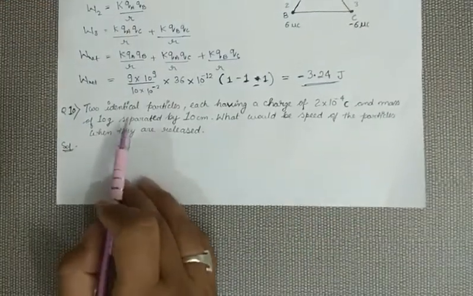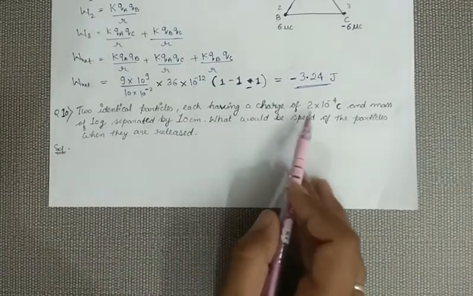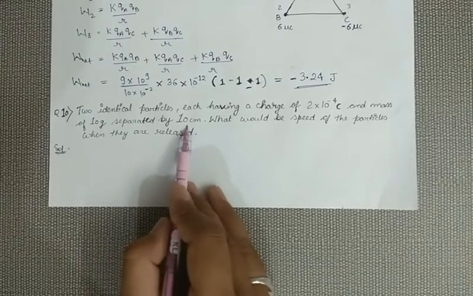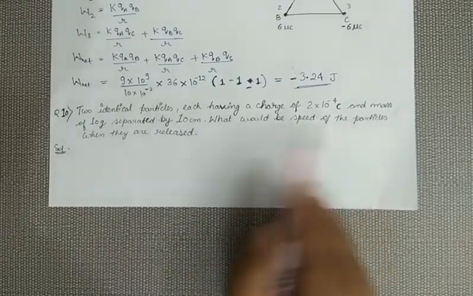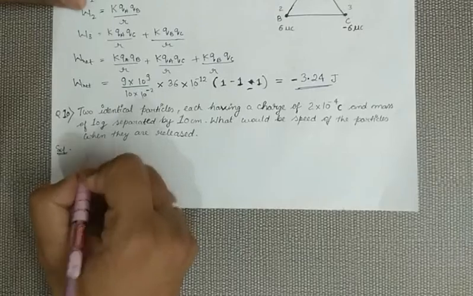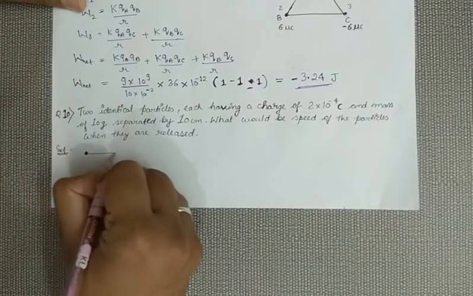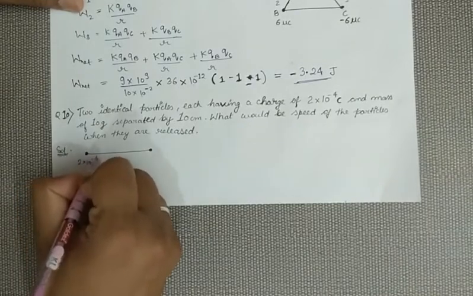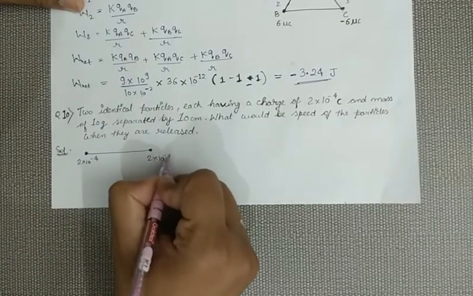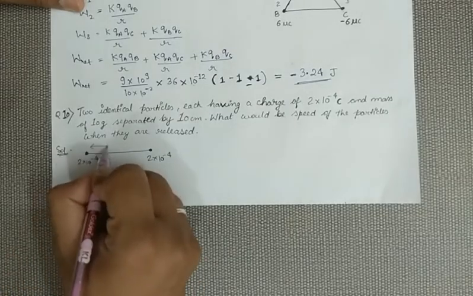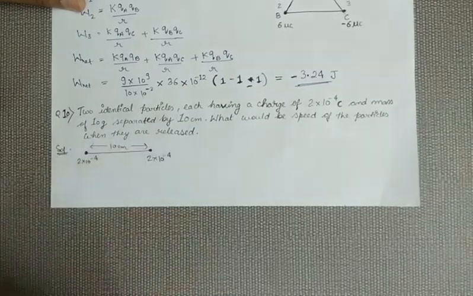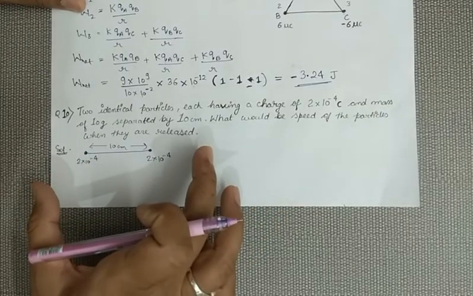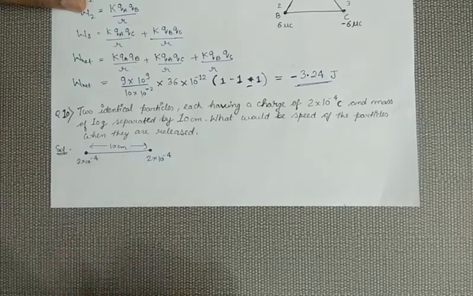Two identical particles, each having a charge of this much, and the mass is given 10 gram. Distance between them is 10 centimeter. What would be the speed of the particle when they are released? So these are the supposed two charges. The charge is 2 into 10 to the power minus 4, 2 into 10 to the power minus 4, and the distance between both the charges is 10 centimeter. When these two charges are released, they will move away with some velocity. I have to find the speed of those particles.